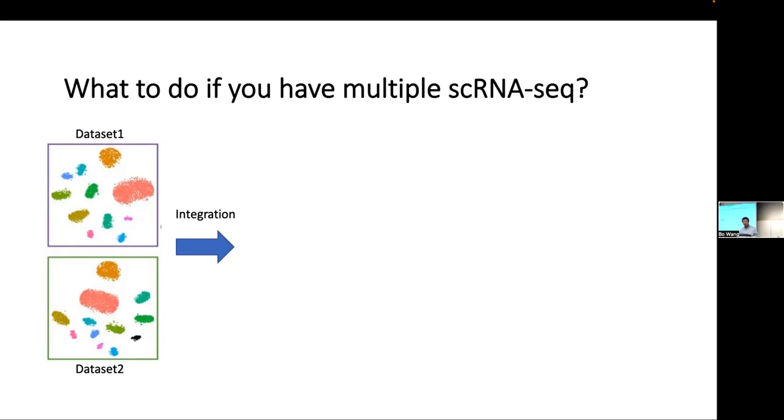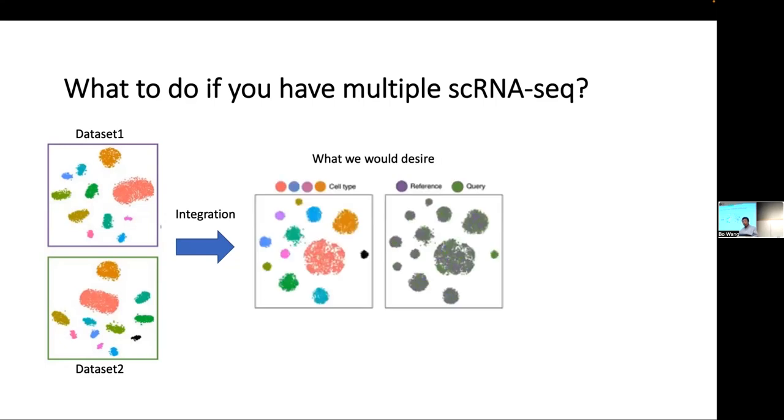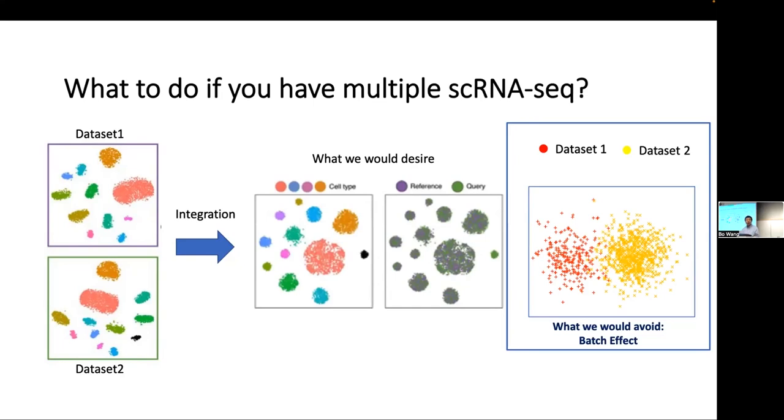Another objective is to remove batch effect. We don't want to find signals simply correlated to batches or different technologies. Right? In other words, we don't want something called batch effect. That's something we want to avoid while we want to dig out some more useful biological signals.